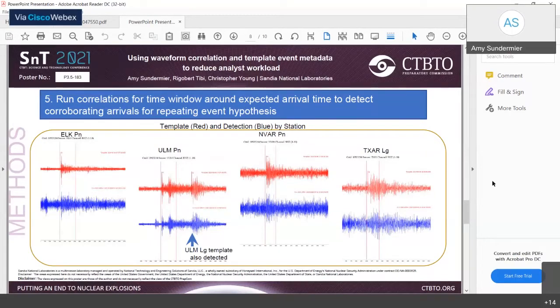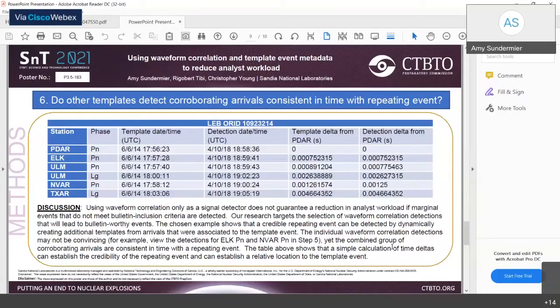Now, what's interesting about using this approach is that when you look at what we're using for templates here, they're really not very good templates. You wouldn't necessarily add these templates to a library, but we can see that these templates have corroborating arrivals. They do detect things.